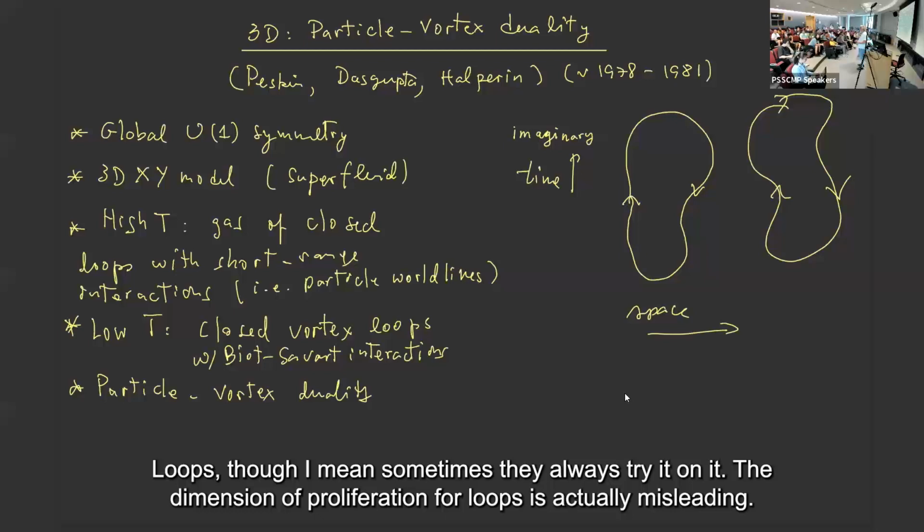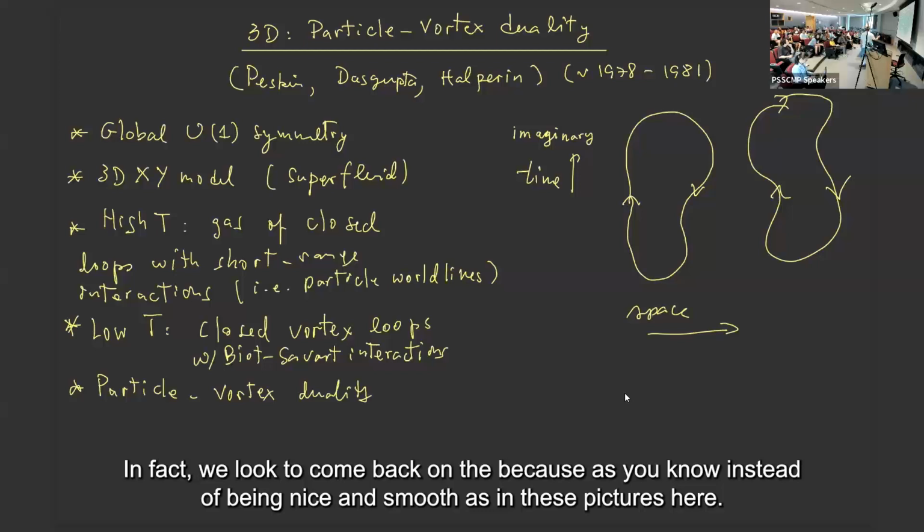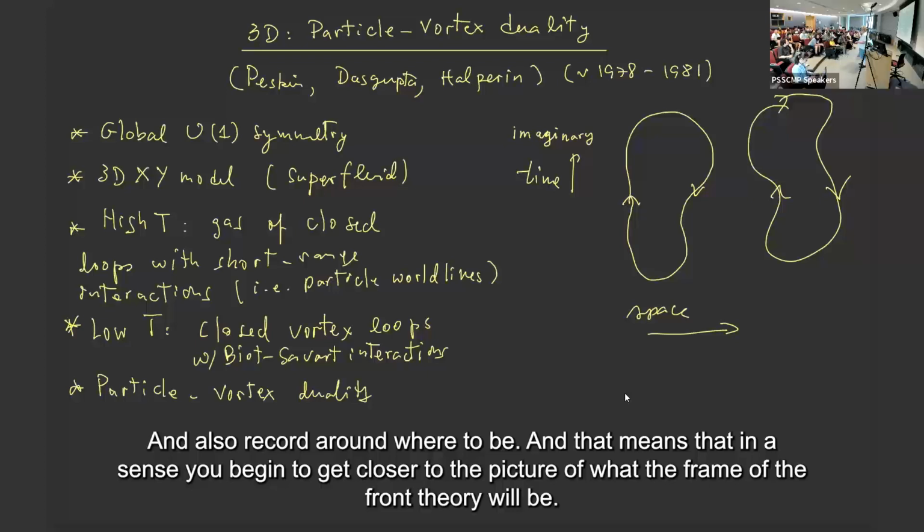The loops, in some sense, always proliferate. But the notion of proliferation for loops is actually misleading. The loops not only get big, they also get fat as you approach the phase transition. In fact, the loops become fractal-like, because instead of being nice and smooth as in these pictures here, the vortex loops also rattle around quite a bit. And that means that in a sense you begin to get closer to the picture of what the phi to the fourth theory will describe.